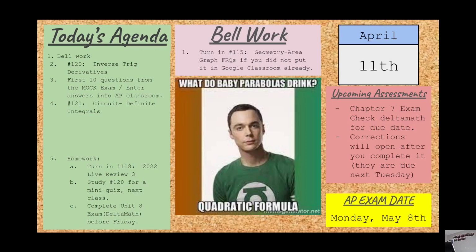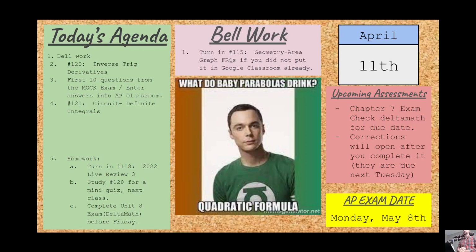Okay, so if time permits, we will come back to this circuit and I will ask you to finish it. However, you do not need to do it for homework yet. Of course, if you are feeling like this is good practice, it's not going to hurt you to do it before I require you to do it. But if you look down on the homework, the 118 where we took notes on the 2022 Live Review 3, the video we watched is what I'm going to ask for next class, or you can turn it into Google Classroom now. I won't be asking for the survey yet.